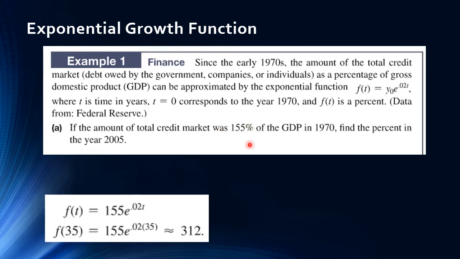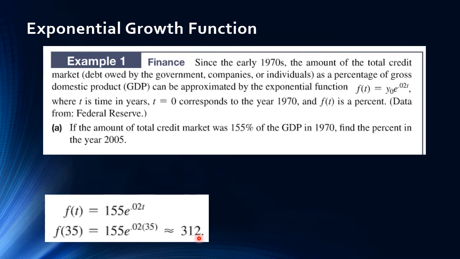Okay? So we can write our function, f of t, as 155, from the data given in part A, times e to the power of 0.02t. It's asking us to find the percent in 2005. Now remember, we have an index. 2005 is 35 years after 1970, so we're going to plug in 35, not 2005. 155 e to the 0.02 times 35, easily put it in our calculator, and we get 312%.